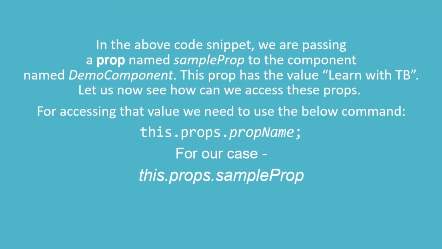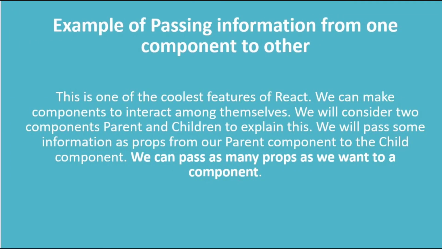In the next slide, we can see that the information is coming from the demo component as the property named sample prop. To access that particular value coming from the demo component, we just need to use this.props.propertyName. In our case, the property name is sample prop. So if we use the syntax this.props.sampleProp, then we can access the value coming from the parent component. So let's take an example for passing the information from one component to another component, and how we can access that information coming from the parent component in the child component.